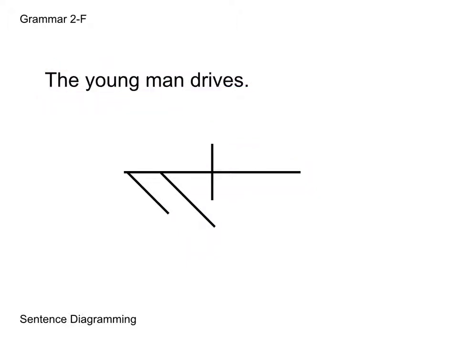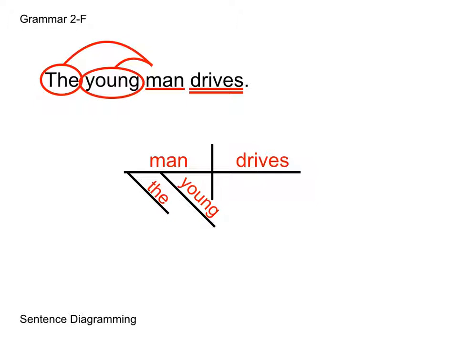Now we have another sentence, the young man drives, and we can see that we have a similar sentence diagram structure where we have the line and then 2 diagonal lines that are connected to where the subject will be. So we'll go ahead and fill it out. We have man and drives, once again, the subject and the verb on that middle line. And then we have the and young diagonally connected to the subject man because the and young describes the man.